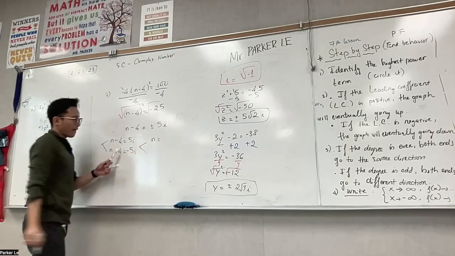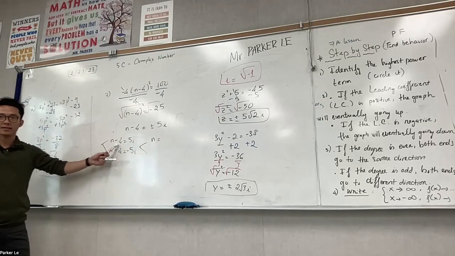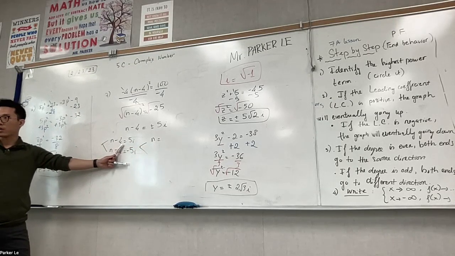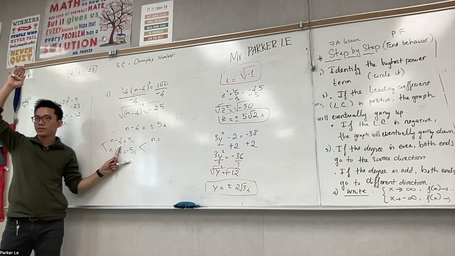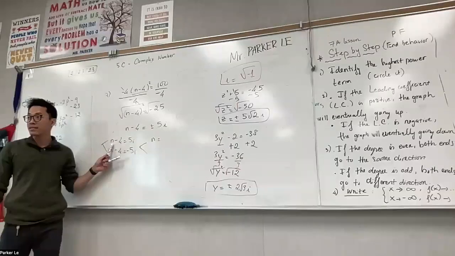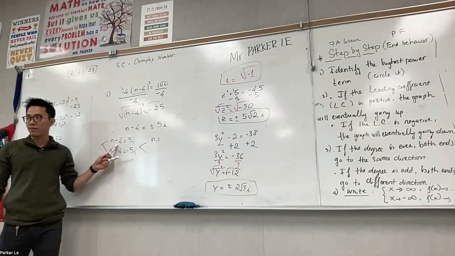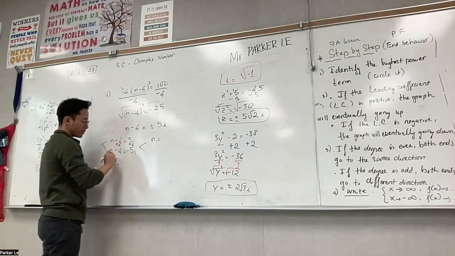Can I stop right here? Who says yes? Who says no? You cannot stop right here because you need to get n isolated by itself. So I need to move the negative 4. How can I move the negative 4? Add 4. Very good.